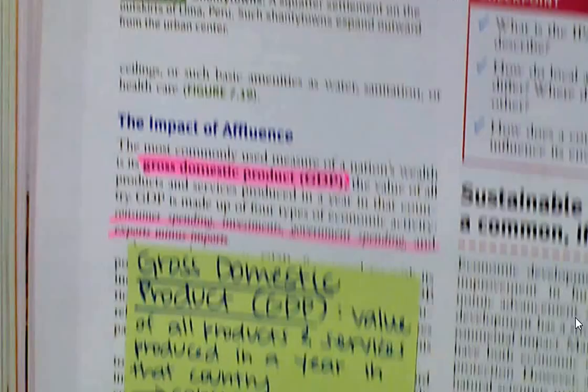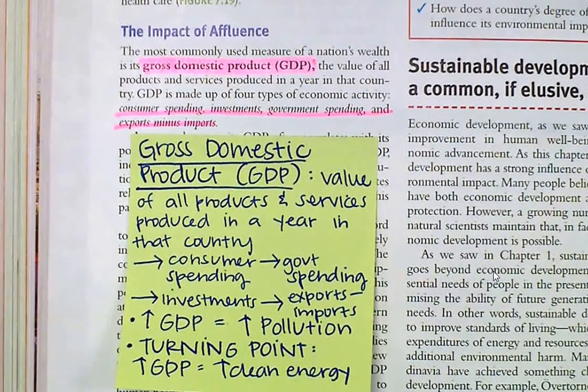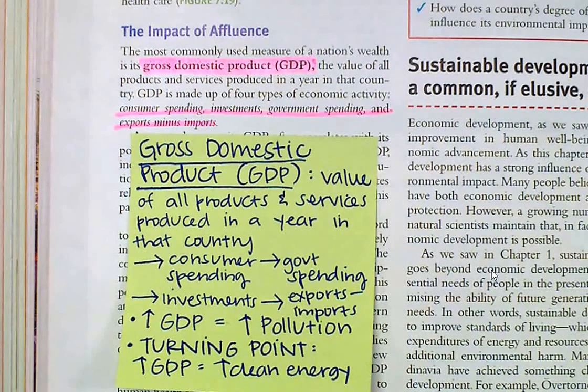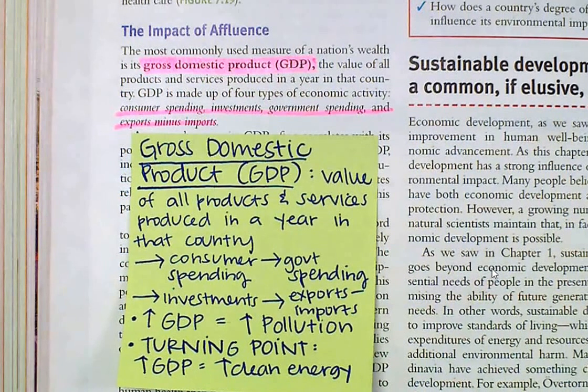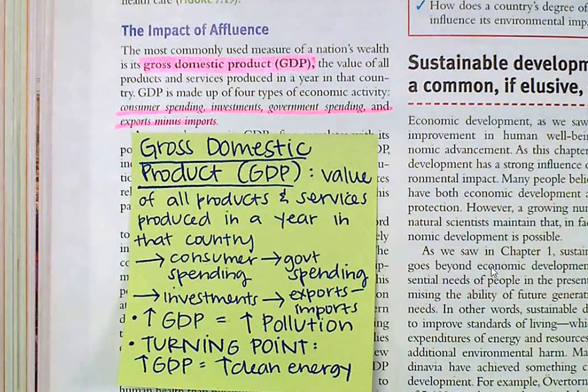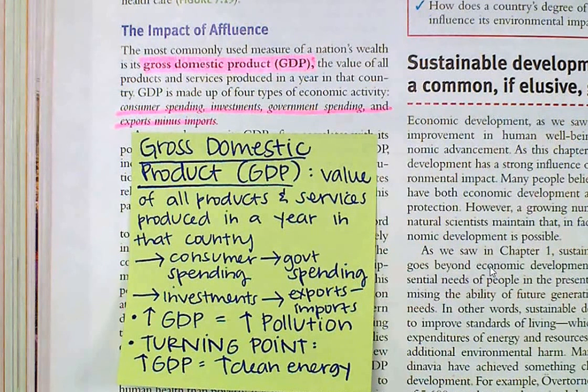All right, two things left. First is gross domestic product, which is this impact of affluence that we're going to talk about. Gross domestic product is the value of all products and services produced in a year in that country. All right, and there are four types of economic activity. There's consumer spending, like me and you going to the store. There's government spending, like what are we going to spend our country's money on, and that depends upon the president. Investments, which is how a lot of people, especially people who have surplus money, use their money. And then exports minus imports.